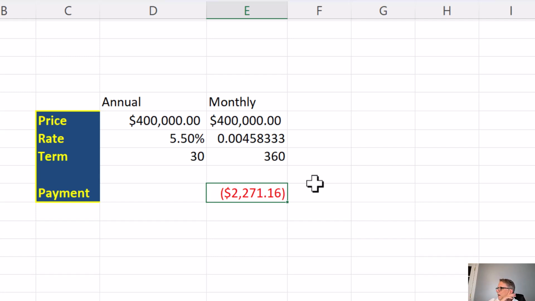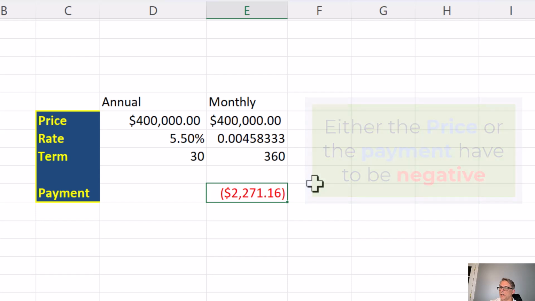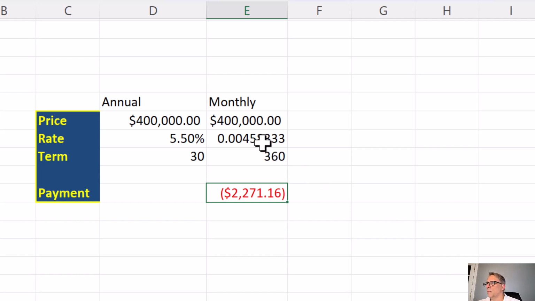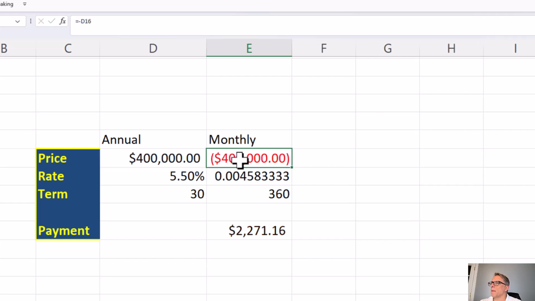I'll tell you a couple things about this. The first one you notice is it's red and it's in parentheses. If you think about it, we're borrowing $400,000 and we have to pay it back, so one of those has to be negative. Typically, I like the payment to show as positive. It's easier to talk about. So what you can do is go up here to the monthly number. Instead of just equaling what's in D16, you can say it equals the negative of D16. So that now our price looks more like a loan. We're borrowing $400,000 and this is what we have to pay back.